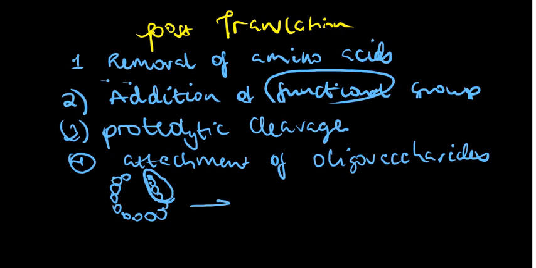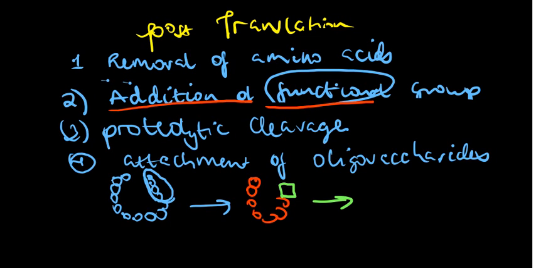Next thing, addition of our functional group. When we remove, the chain is going to reduce. It will not be as long as it was. So we've now added a functional group. The functional group here is this in green. Next, we have proteolytic cleavage.